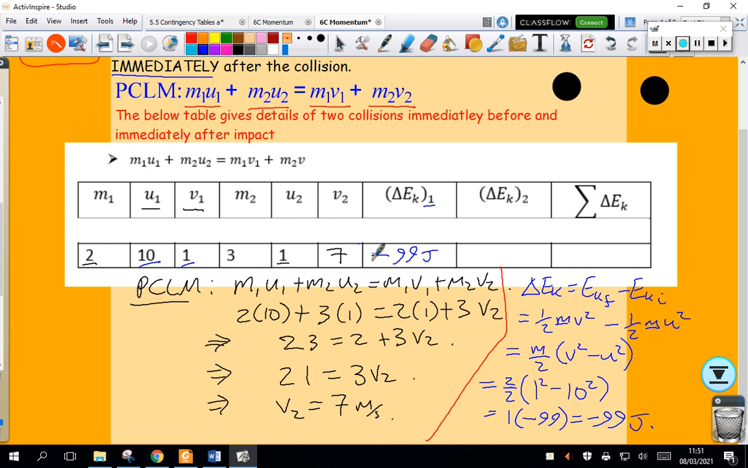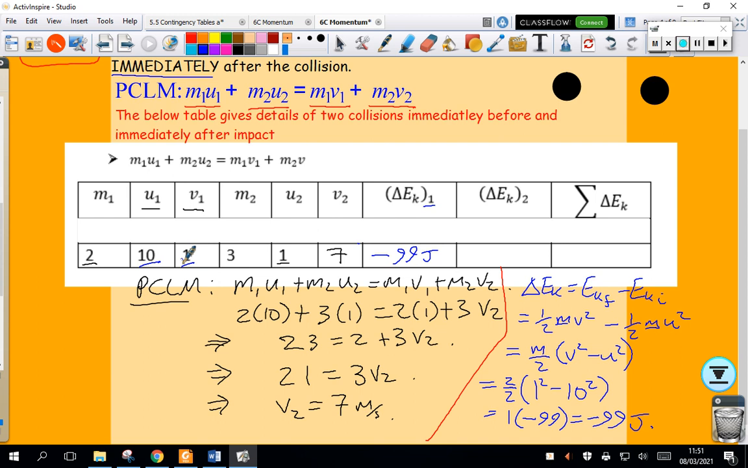That negative is not a direction, that is just telling me there has been a loss in kinetic energy. So object 1 has lost 99 joules of energy in this collision. Why? Because its speed got dramatically reduced. So it has lost 99 joules of kinetic energy.